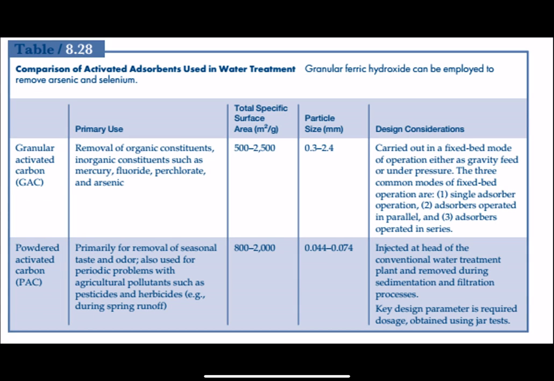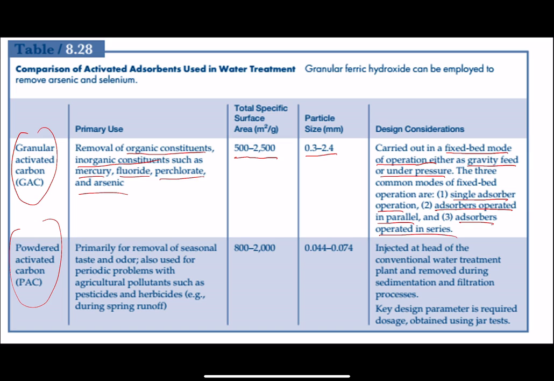If you compare granule activated carbon and powder activated carbon, you can see the following differences. The primary use for granule activated carbon is to remove organic constituents and inorganic constituents such as mercury, fluoride, perchlorate, and arsenic. Specific surface area, look at this, 500 to 2,500 square meters per gram. Particle size, 0.3 to 2.4 millimeters. It should be carried out in a fixed bed mode of operation, either as a gravity feed or under pressure. The three common modes are single adsorber operation, adsorbers operated in parallel, or adsorbers operated in series. This is for granule activated carbon.